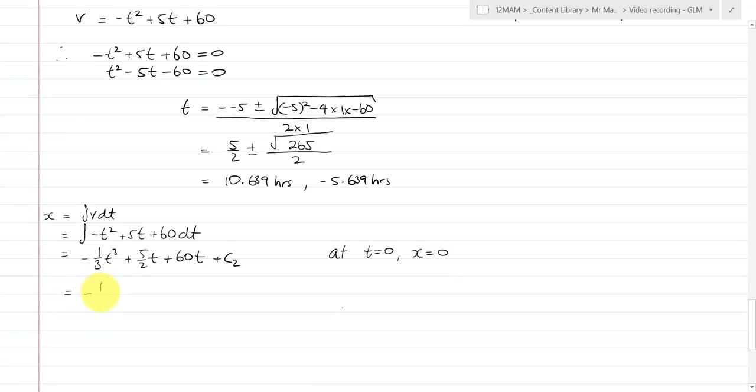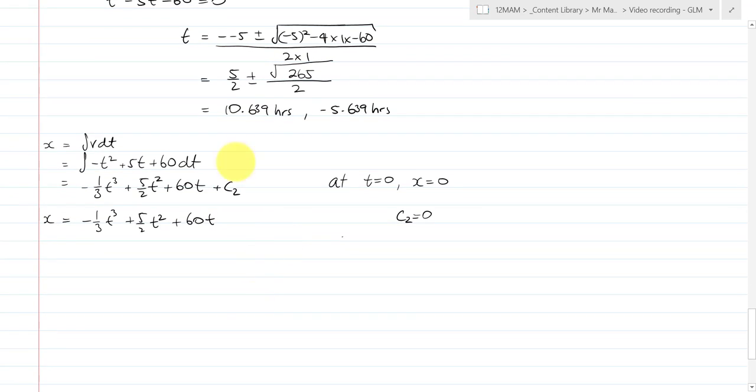And we get negative 1/3. Well, actually, I don't have to worry too much about that. If I put 0 in here, I get 0, 0, 0. So c2 will be equal to 0. And that gives me x is equal to negative 1/3 t cubed plus 5/2 t squared, that should have a squared on it, plus 60t with nothing on the end. And I want to know what x is equal to at 10.639 hours. So I've put that in my calculator and I get x is equal to 519.9, and this is kilometers.